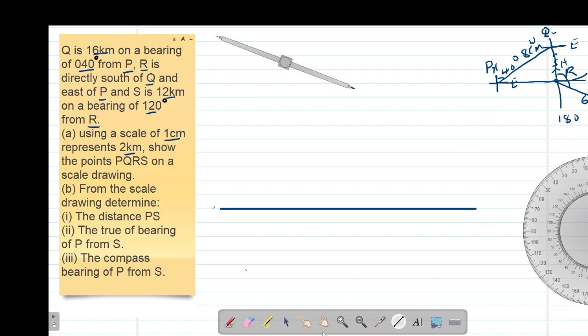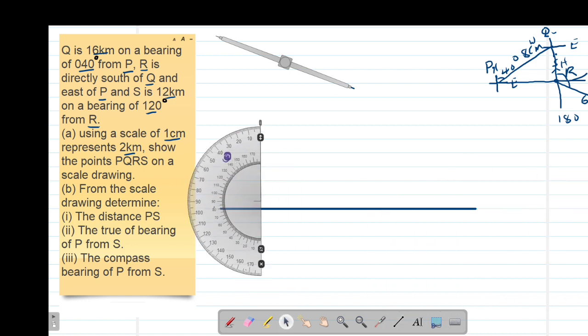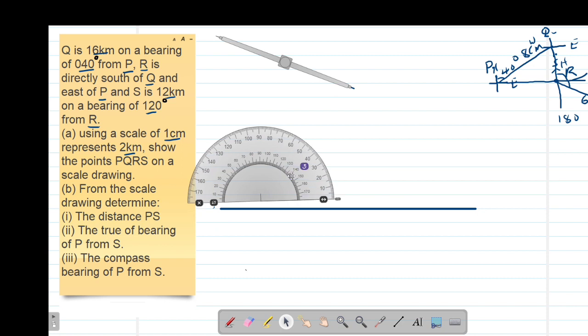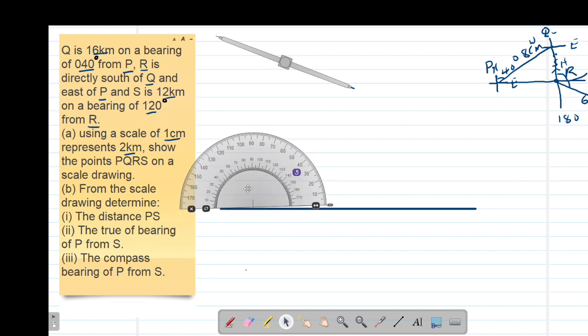Then using your protractor, ensure that this angle is 90. So you can align your protractor to this particular line, and of course make an angle of 90 degrees. Where there is 90 degrees, I'll make the line somehow longer, and I simply connect them that way. So this is our point P.